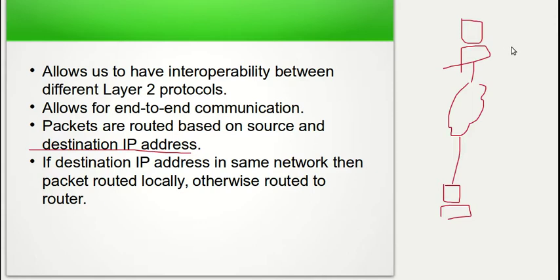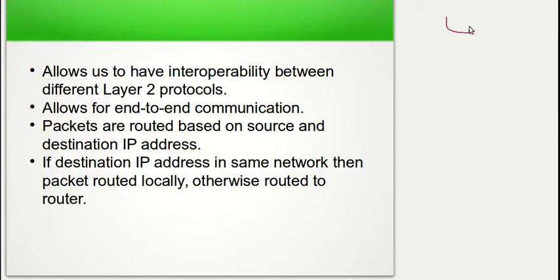So the source IP address is the IP address of the device sending the data. The destination IP address is the IP address of the device that should receive that data, that packet. So all routing is that when we want to communicate with a device in another network, in another LAN, we send that packet, that data, to our router.